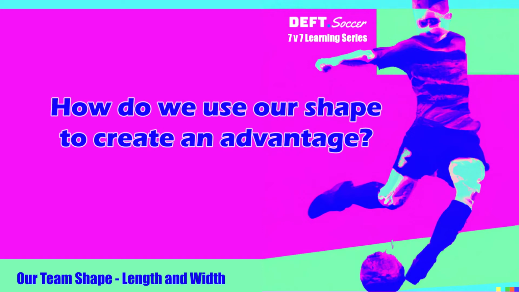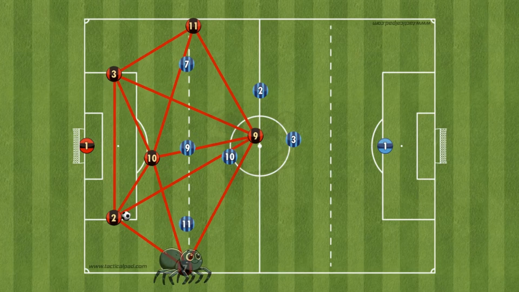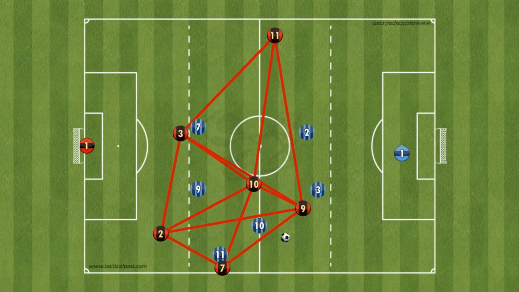Let's take a look at how we can maximize our team's ability by changing the width and length of our team shape in a 7v7 soccer game. If you were to draw an imaginary line between each of our players, it would look like a big spider web. This web is important because it shows where possible passes can be made to our team.